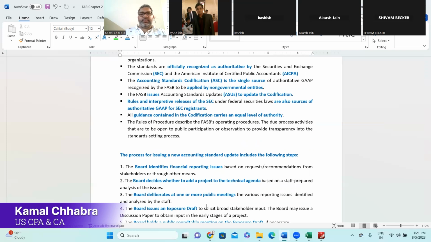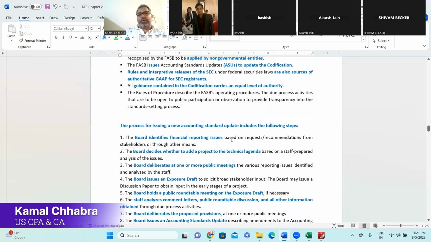Third point is that the Accounting Standards Codification is the single source of authoritative GAAP recognized by the FASB to be applied for non-governmental entities. That means for business entities. So here the point is single source of authoritative GAAP. Right? Any other thing can be literature to support the GAAP, but when it comes to GAAP, it is the ASC. Right?